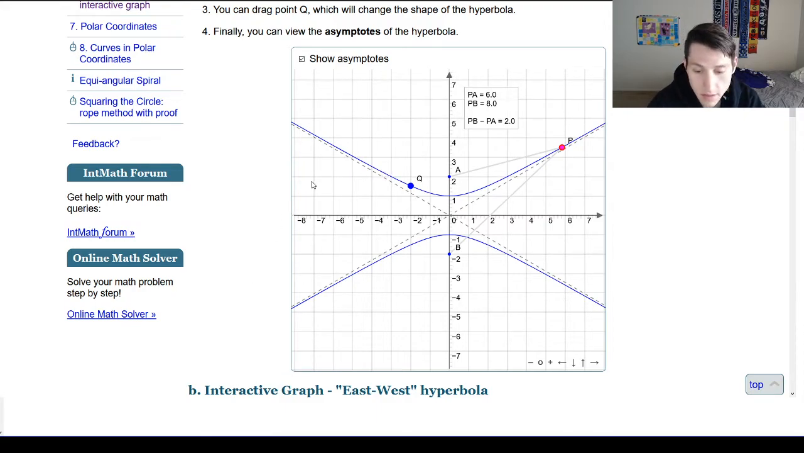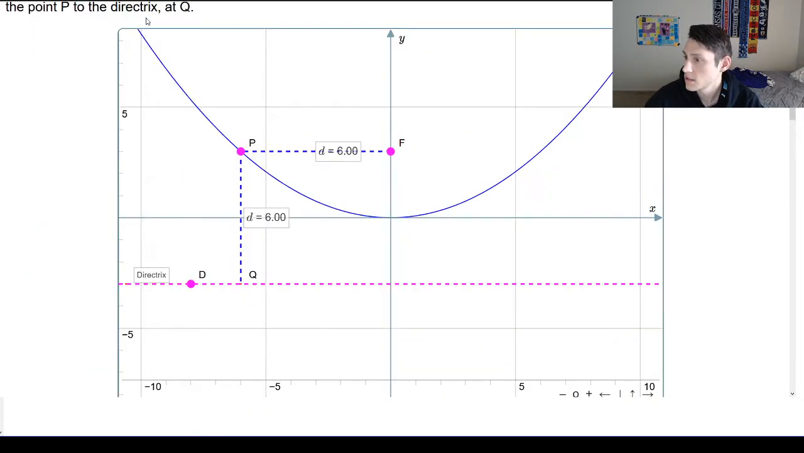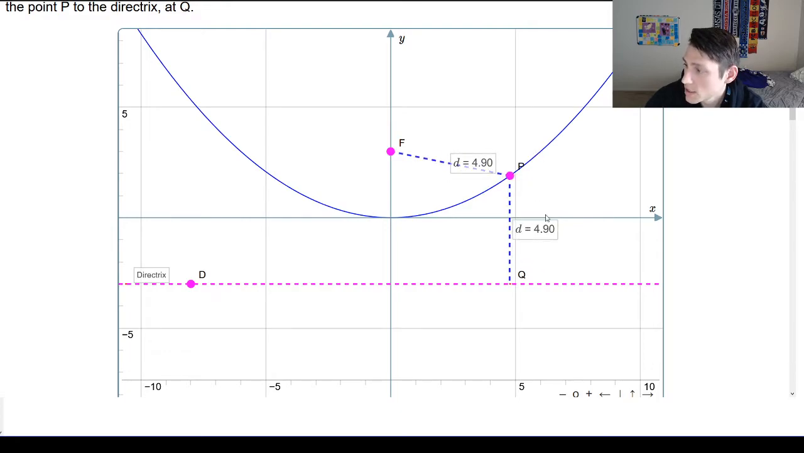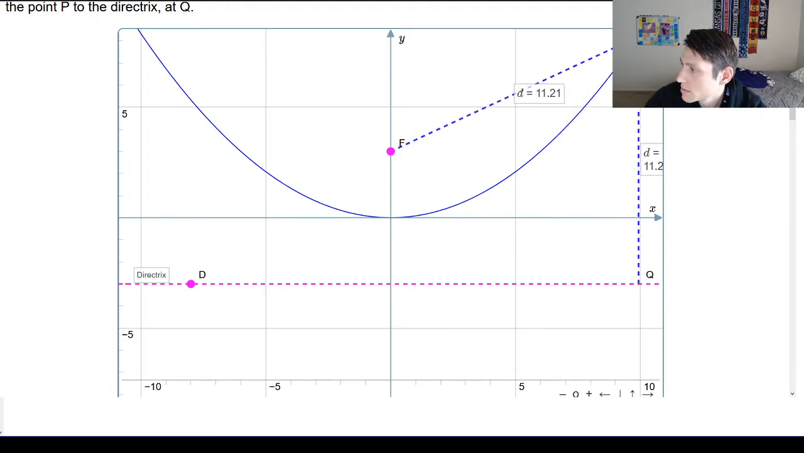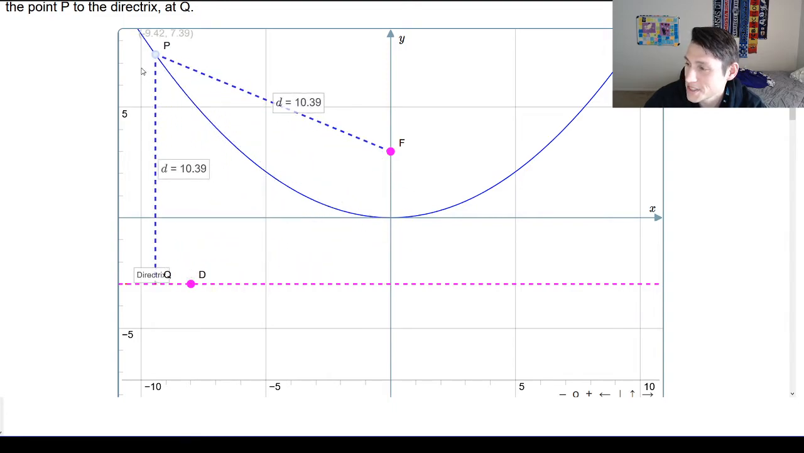Okay, so let me make this a little bit bigger. Oh, that's hyperbola. Okay, so for parabola, as I can see, if I pick any point, the distance to the focus is 4.23, distance to the directrix, 4.23. And as I move to any point on that parabola, those distances are changing, but the two distances are always exactly the same. Which is pretty neat, I think. I think it's really neat.